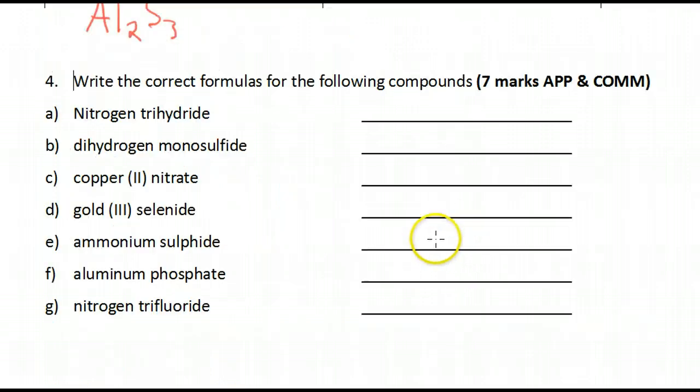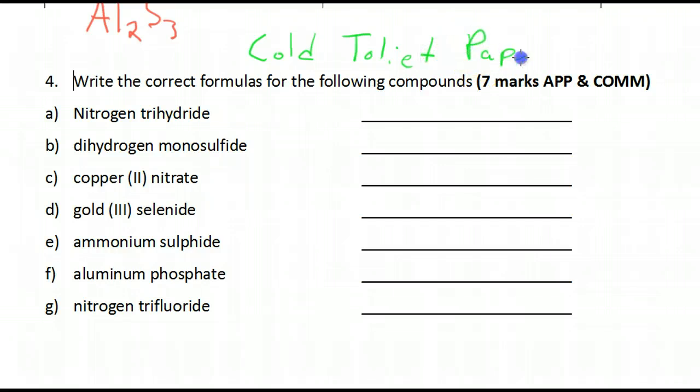Okay, let's look at the next one. So right now we're going to come up with formulas for these different compounds, and remember the trick I taught you when you're naming compounds. So cold, toilet, paper. What does that stand for? Well, the C stands for covalent, the T stands for transition metals, and the P stands for polyatomic ions. So you're going to go here and you're going to categorize these into the type of compound they are.